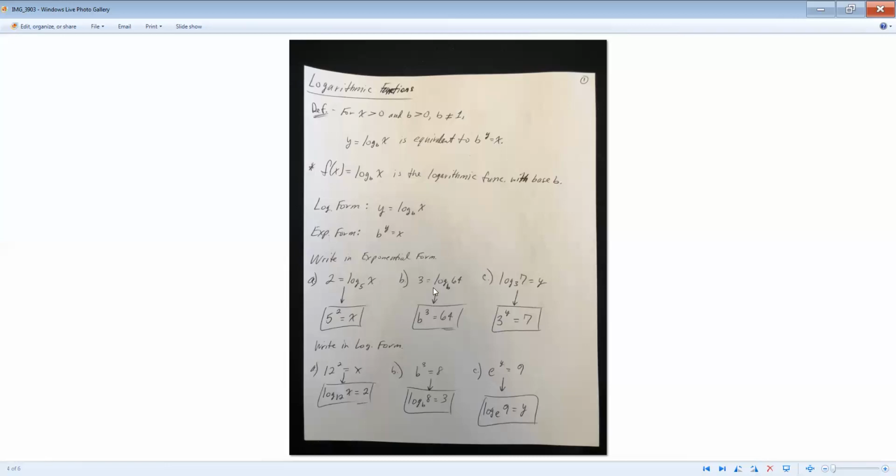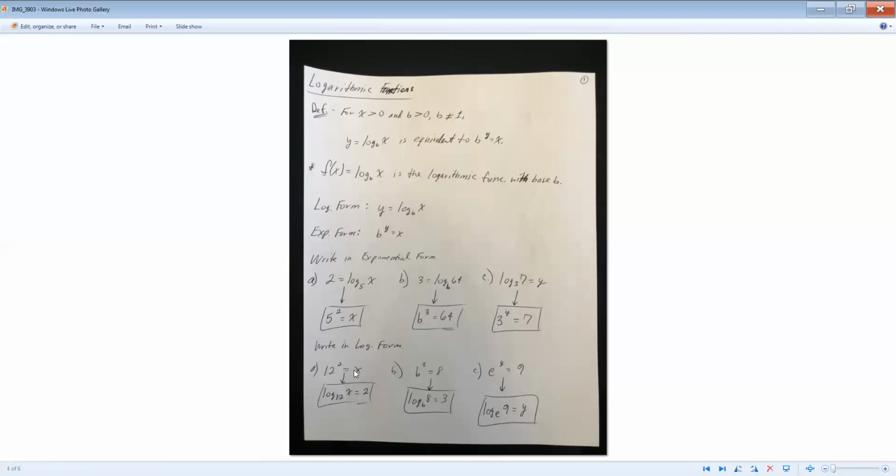Same thing here, 3 equal to log base b of 64. So b is my base raised to the third power equal to 64. Next one, log base 3 of 7 is equal to y. My base is 3 raised to the y power equal to 7. Next one, I'm going from exponential form to log form.